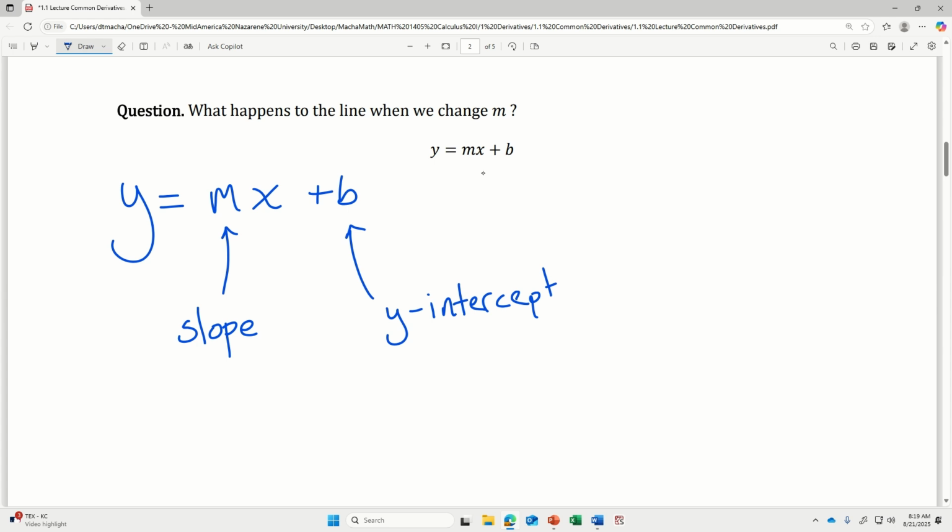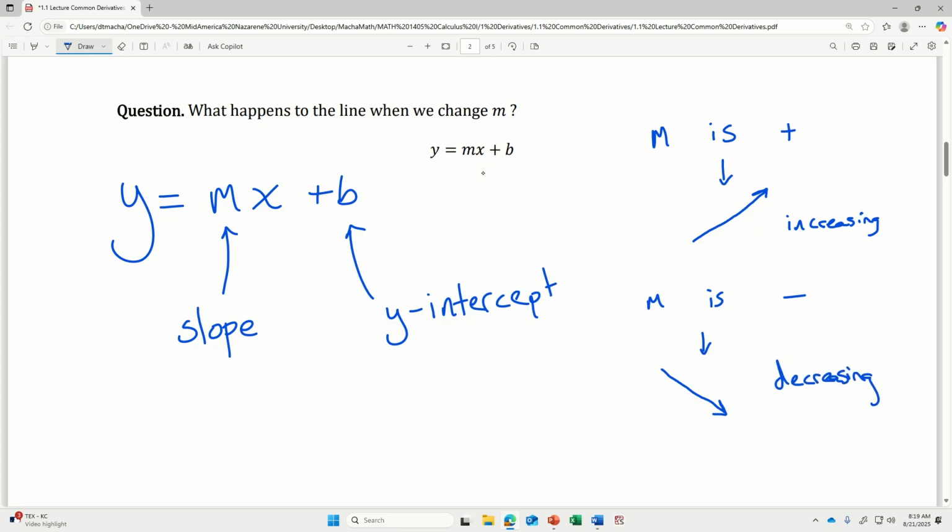And one of the things I asked you about last time, and one of the things you said, is that if m is positive, that implies that the line is going to go up from left to right. In other words, we might say it's increasing. When m is a negative constant, that implies that the line is going to be going down from left to right. We might say that the line is decreasing. And if m is 0, that means it's perfectly flat. It's a perfectly horizontal line.